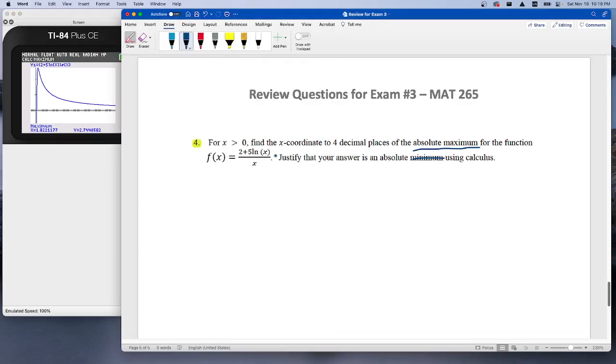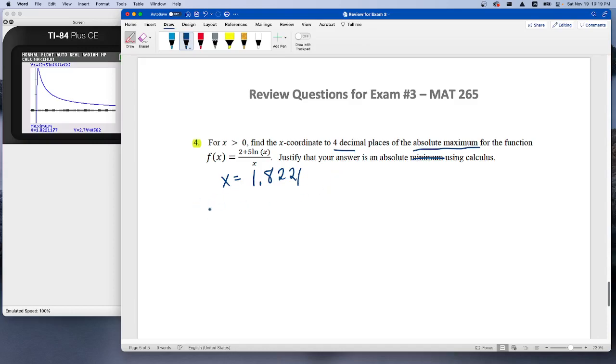So what did they want? They wanted the x coordinate. So we'll go ahead and write that down. For the maximum, x equals 1.8221. Okay, that's to 4 decimal places.